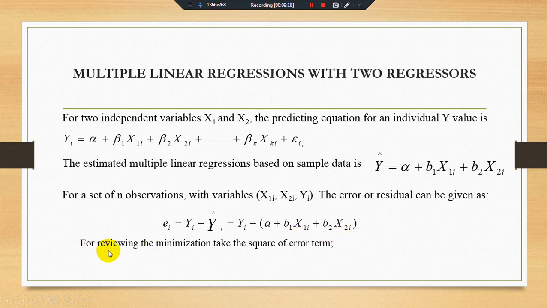For the minimization, take the square of the error term. We take the square of this equation. We get ei squared equals (yi minus y hat) squared, where y hat is equal to a plus b1 x1i plus b2 x2i, whole squared.